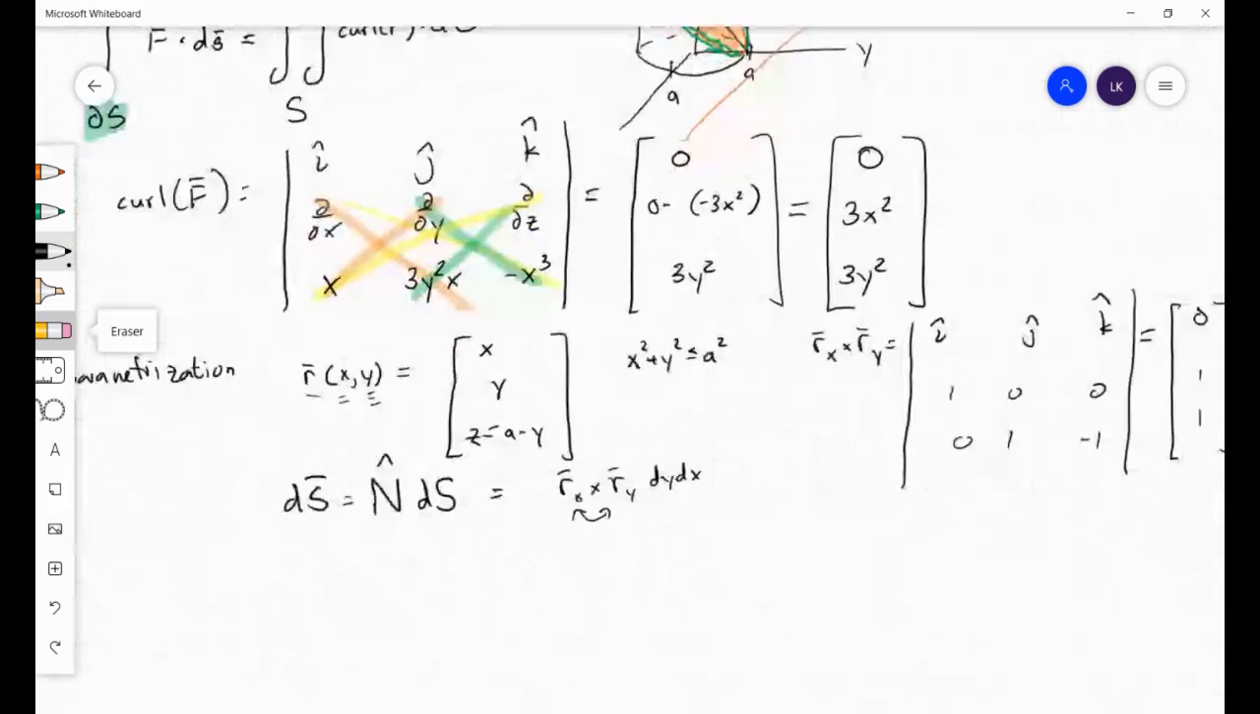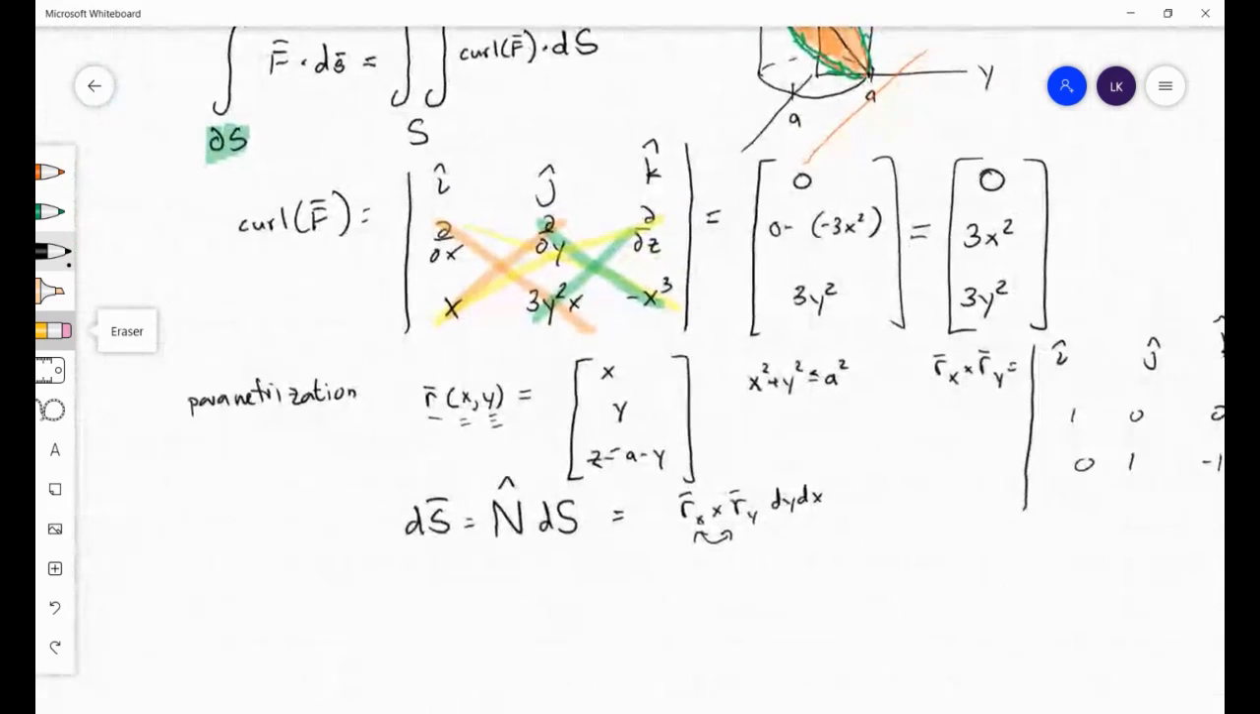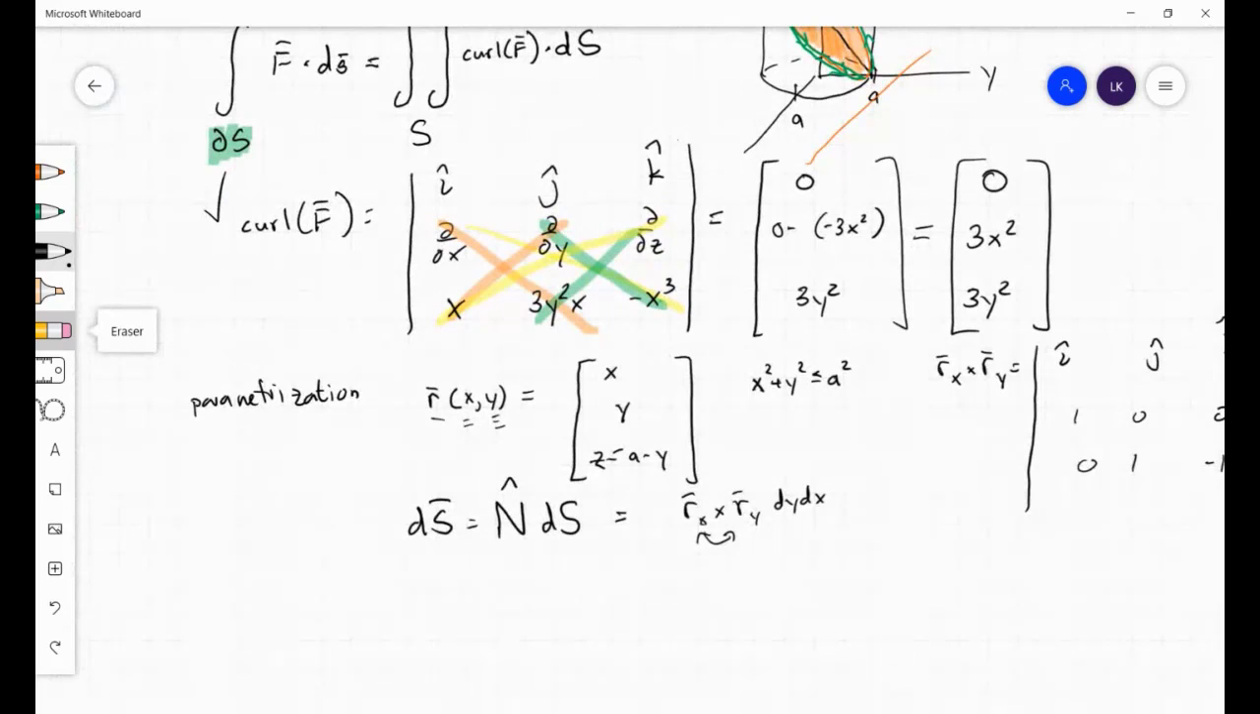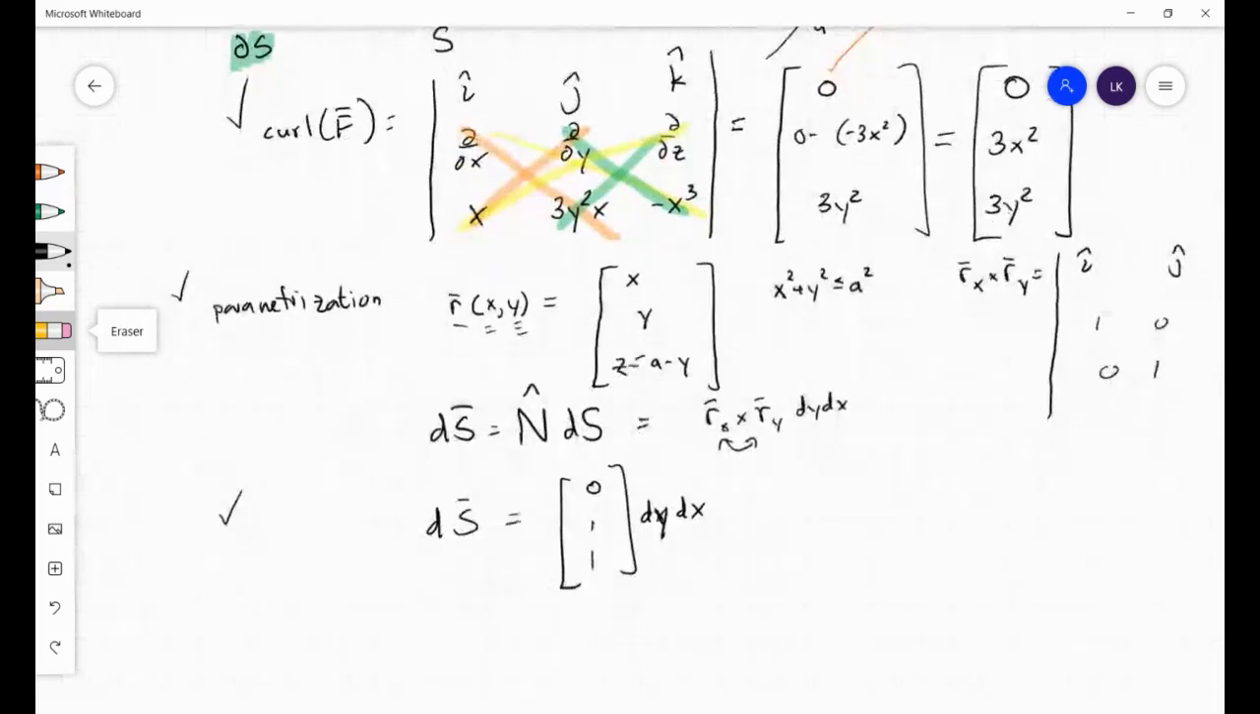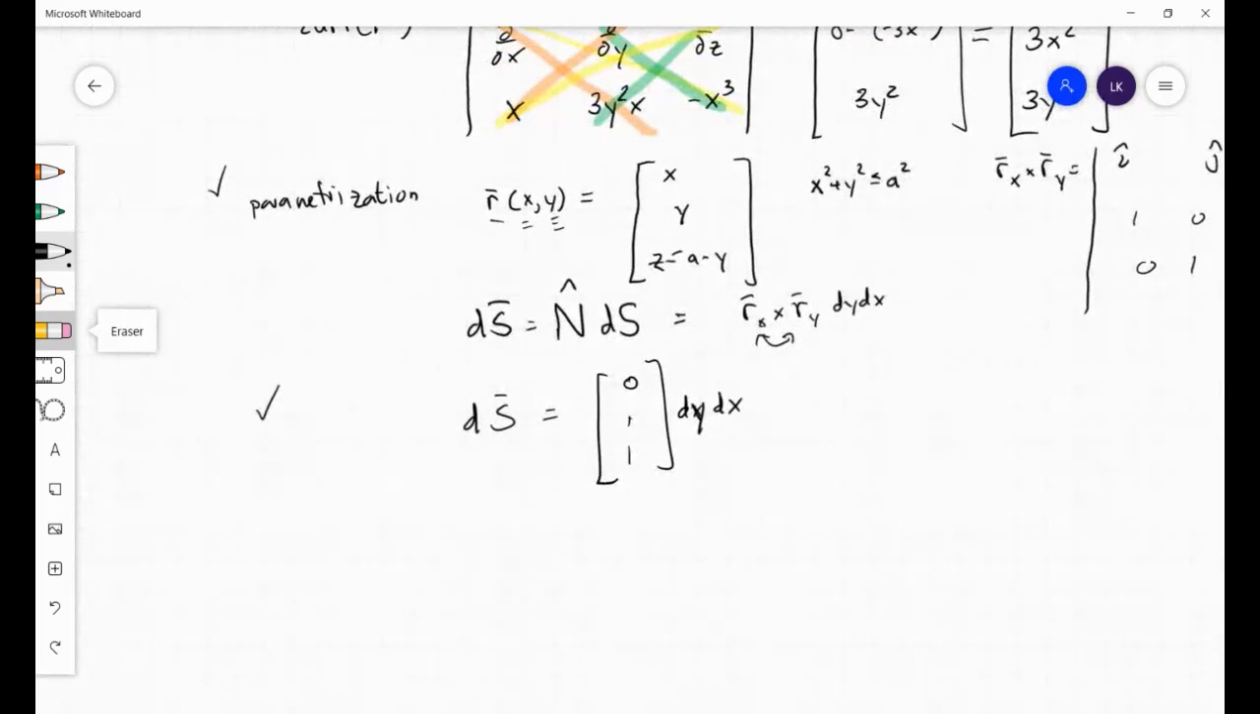Okay, so now we have the curl, we have the parametrization, and we found the differential area element, our normal, not our unit normal, but our normal times dx dy. Okay, so now we're ready to do the right-hand side of Stokes theorem.